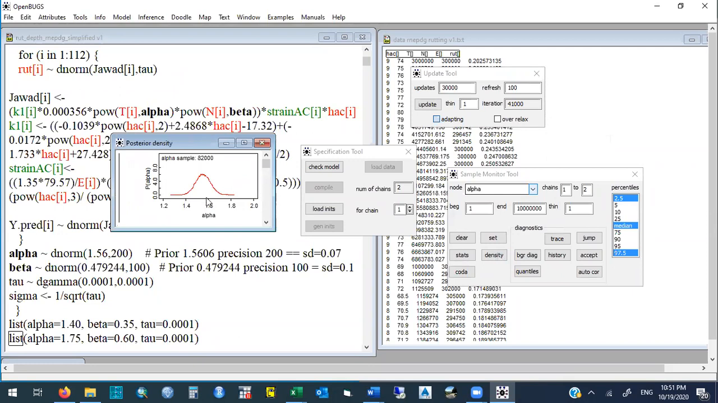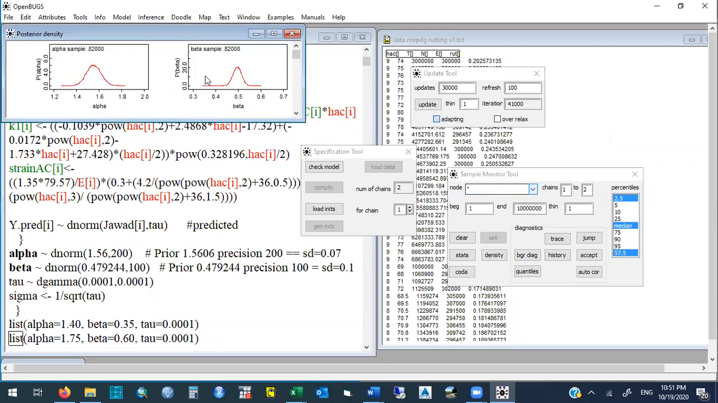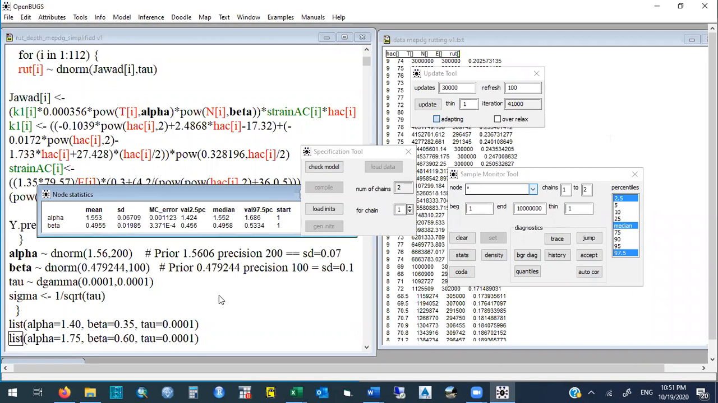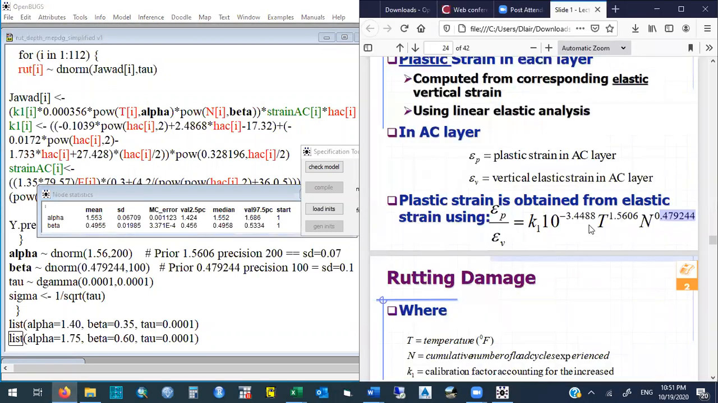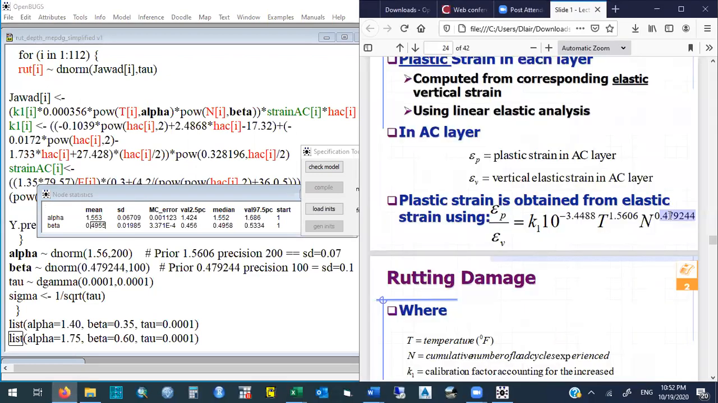Yeah. So let's look at the other one. Actually, we don't need to type one by one. We can just type asterisk and get the densities. Good. And we can get the values. So I have 1.553 and 0.4955. So if I go back to my lecture, I wouldn't use now 1.56. I will use 1.553 for this specific location, this specific road, and 0.4955 instead of 0.479244. So that's my local calibration.